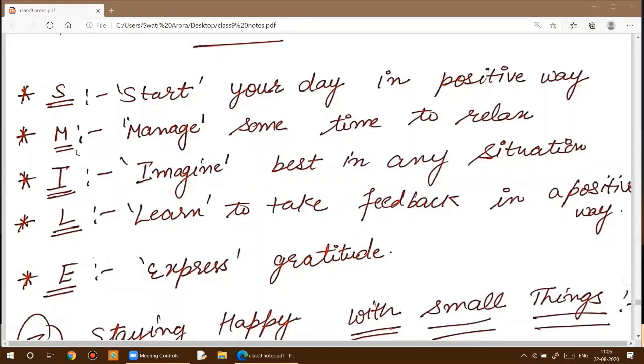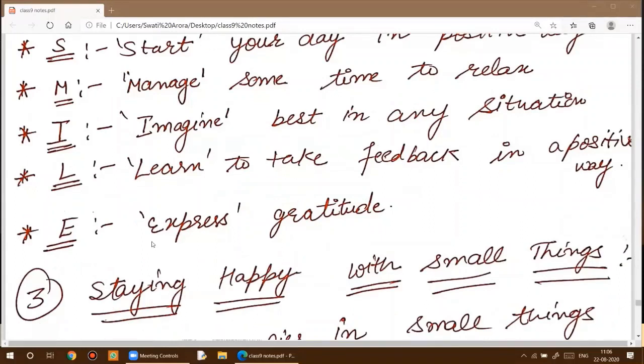What this SMILE model says, S means start your day with positive way. Okay, with positive thoughts you must start your day. M, you should manage your time. Okay, and you should manage the time for your relaxation also. I, imagine the best in every situation. Okay, L is for learning to take feedback in a positive way. If someone is saying this is not good inside you, don't feel demotivated. Rather, feel that something new has been told to me to inculcate inside me. Okay, so you should learn from the feedback that is given by others.